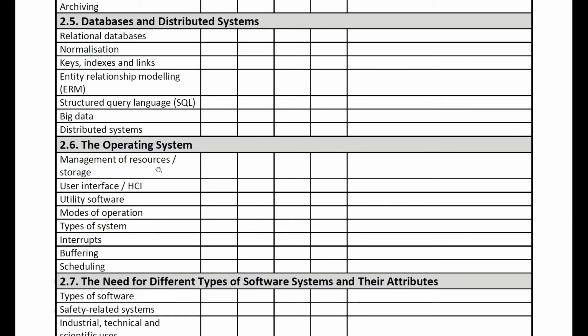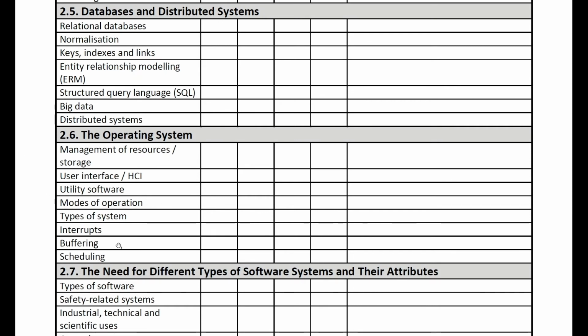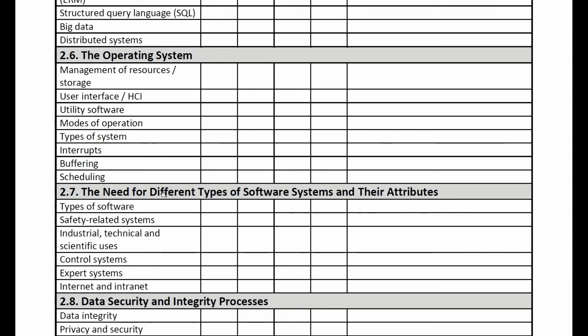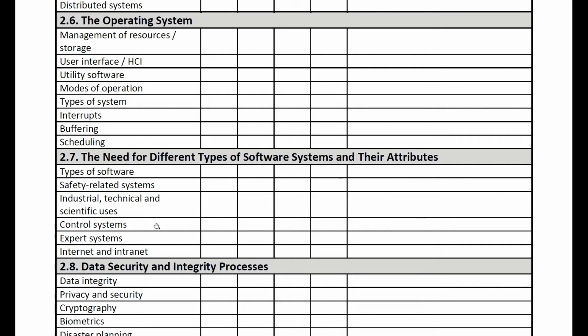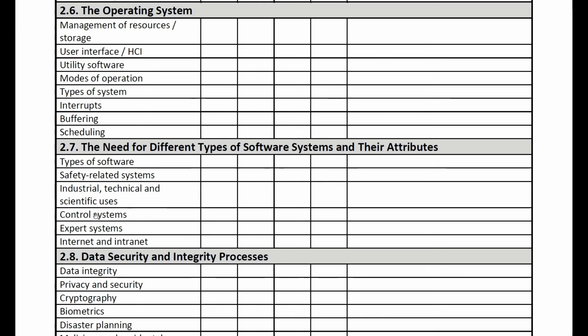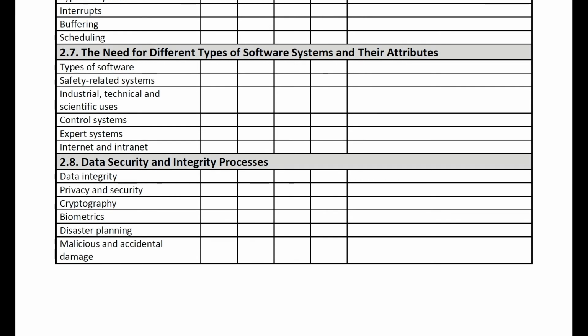We will look at the operating system and the different types of operating system and exactly how it works. The needs for different types of software and their attributes. So looking at some complex software such as expert systems, which is essentially artificial intelligence. We'll look at control systems and industrial, technical, and scientific systems as well. And then finally, we'll look at data security and integrity processes. So how we can keep our data safe and how we can plan for any disasters.